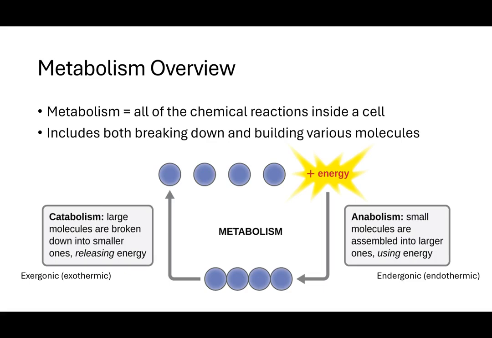The flip side of this is anabolism. This is when small molecules are assembled into significantly larger ones. So this is how we take amino acids and make them into proteins, and how we take those monosaccharides like glucose and fructose and assemble them into larger, more complex carbohydrates. So this process requires energy to be added to that equation in order to assemble those. So building things takes energy.